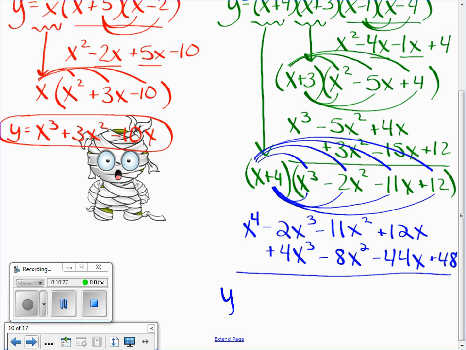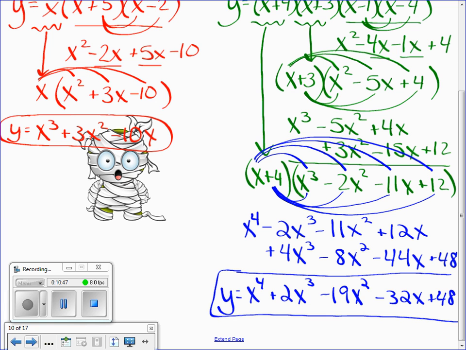All right, put it all together. So we have x to the 4th. We have a positive 2x cubed. Negative 19x squared. Negative 32x plus 48. But it is an x to the 4th. Whew, a lot of multiplying. Hard? Yeah. Tedious? Yeah, it is.